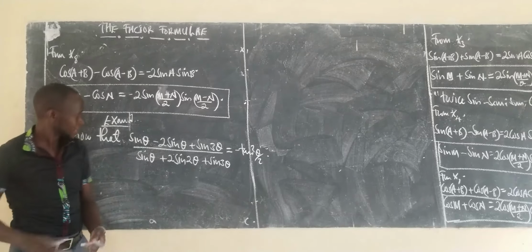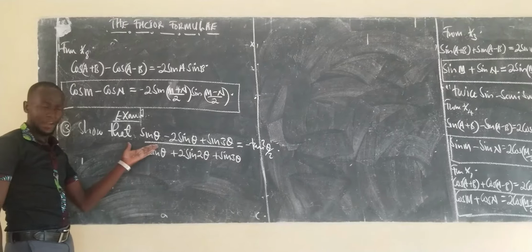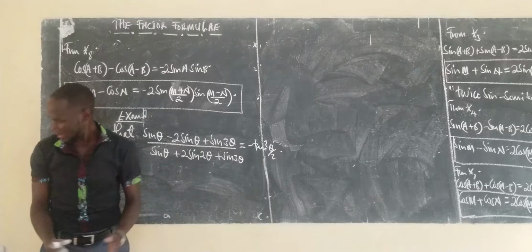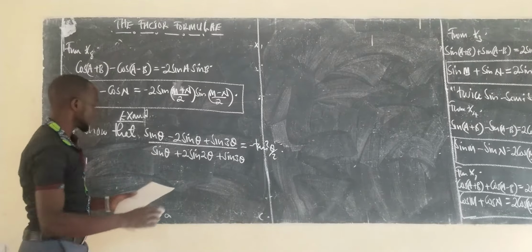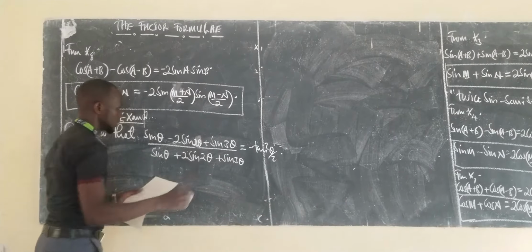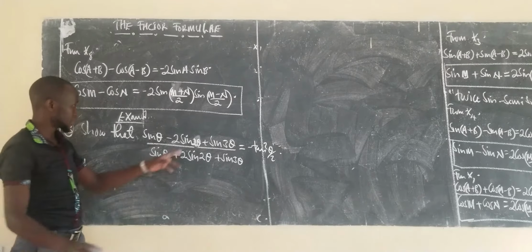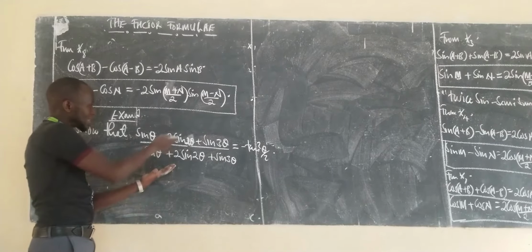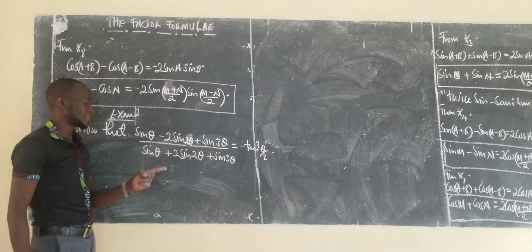Now, look at this one carefully. They've told us to show that sine theta minus twice sine 2 theta plus sine 3 theta, divided by this. You realize that what is up is the same as down. The only difference is in the sign. This only sign makes it different.